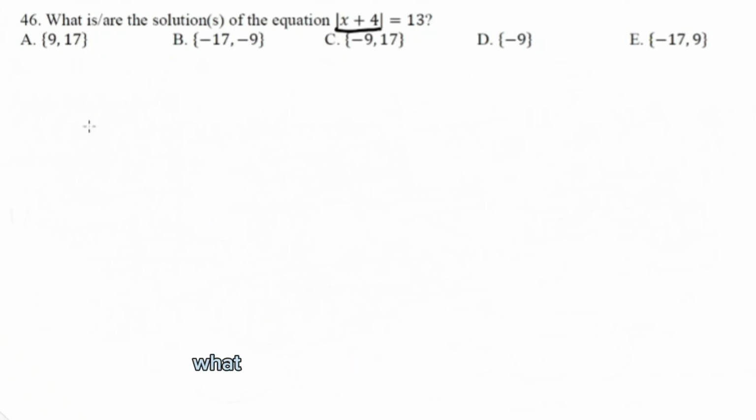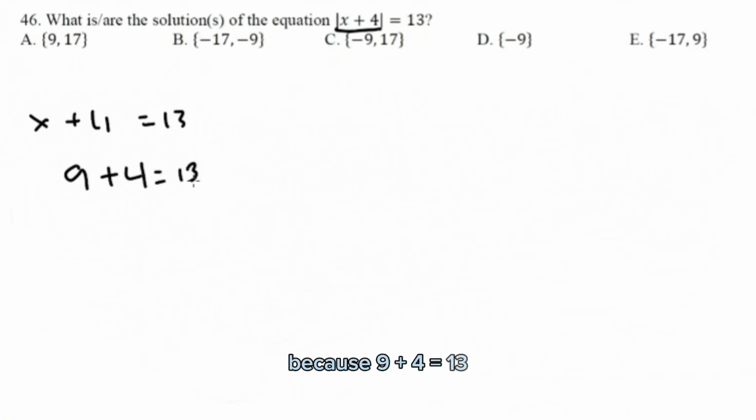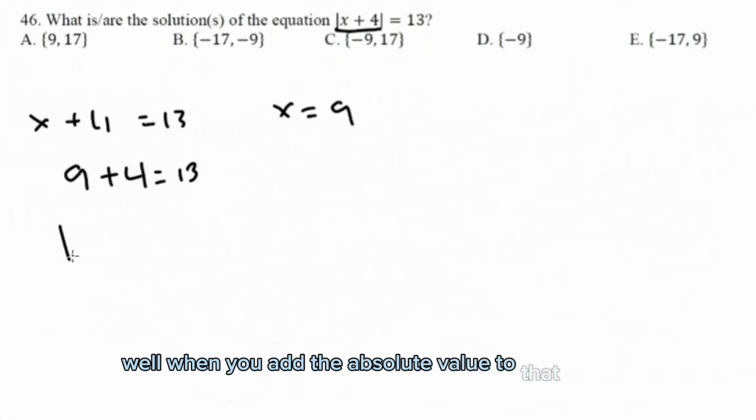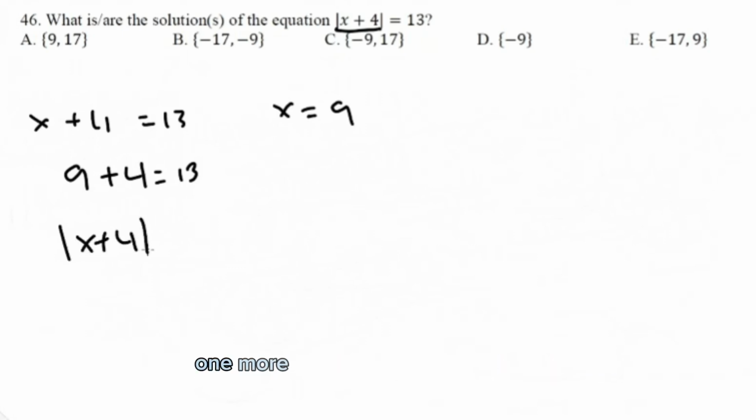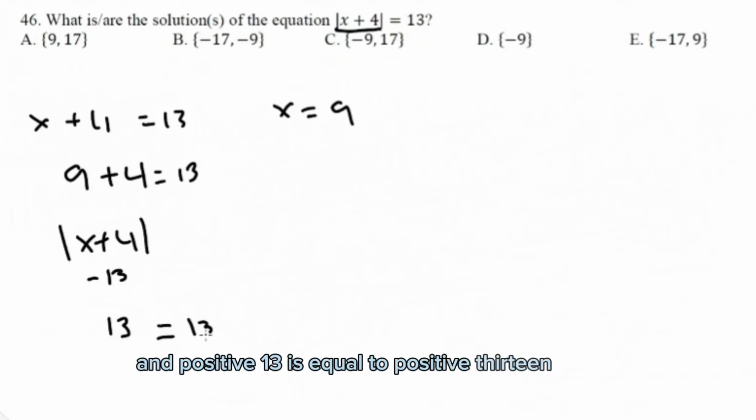Next, number 46. What are the solutions of the equation the absolute value of x plus 4 equals 13? Alright, so if we have just x plus 4 equals 13, then obviously the only answer is 9, because 9 plus 4 equals 13, which means x is equal to 9, right? Well, when you add the absolute value to that x plus 4, that means we can have one more value on the negative scale. So, what we need to check is for the negative numbers that add to negative 13. That way, when it's put in through the absolute value, it becomes positive 13, and positive 13 is equal to positive 13.